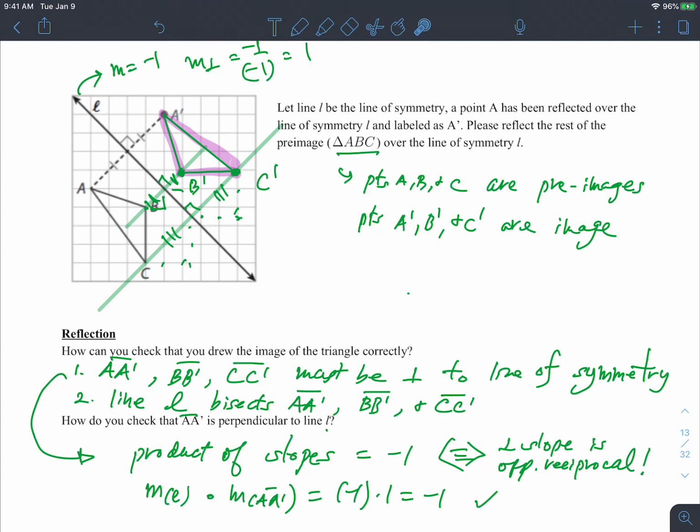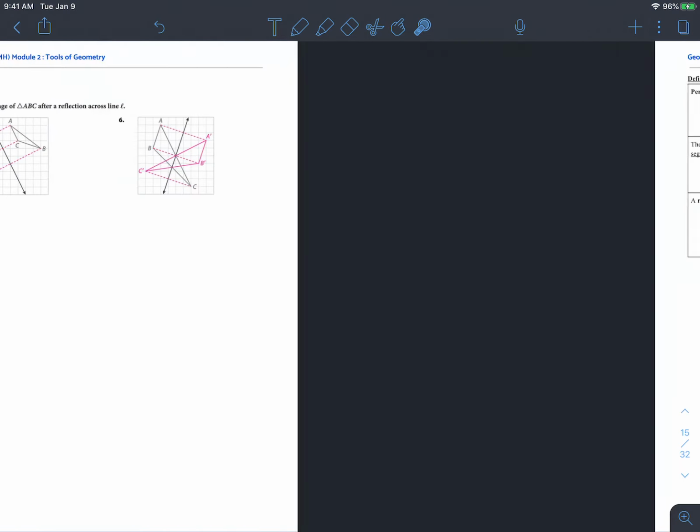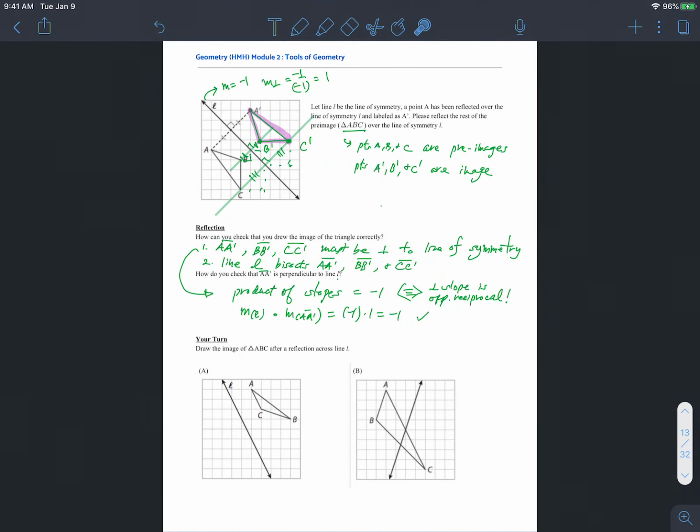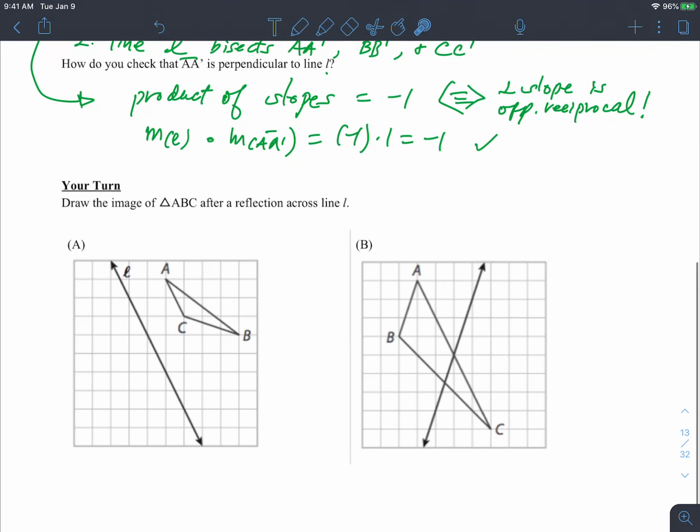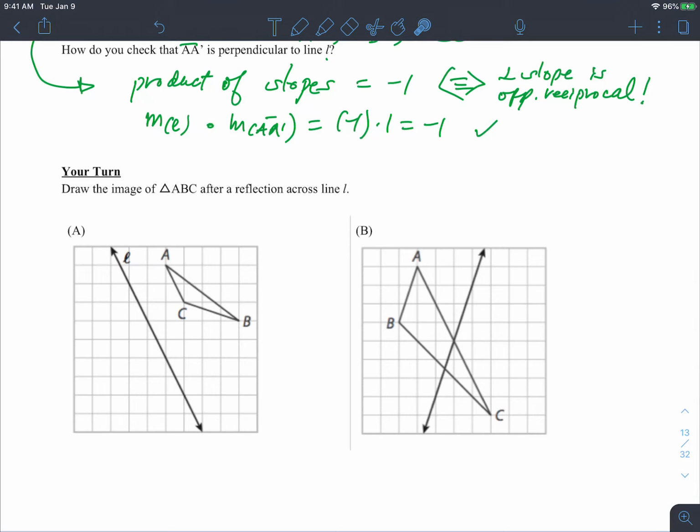Okay? So that's, I'm sure, the way that you were taught, and that is still correct. That hasn't changed, by the way, right? It's just that this is a more formal way to say that in algebra. Okay, guys? All right, so we do have your turn. Here we go. Do me a favor and try to draw the image of triangle ABC in both of them with the line L. This might be a little bit tricky, right?